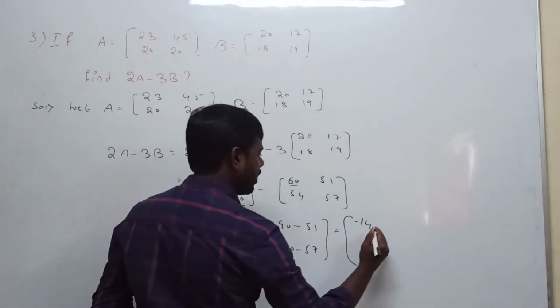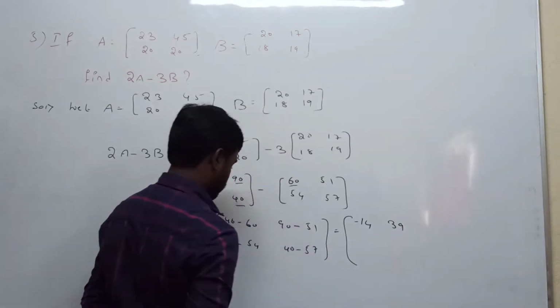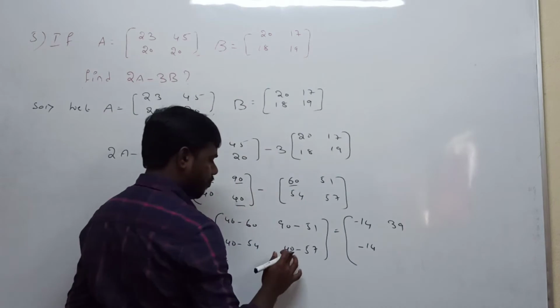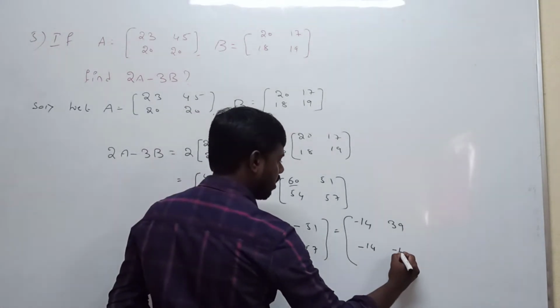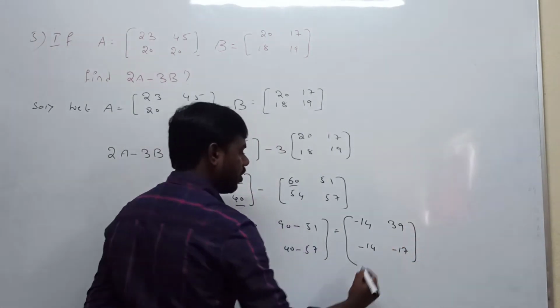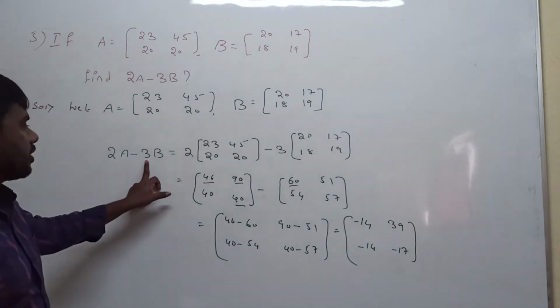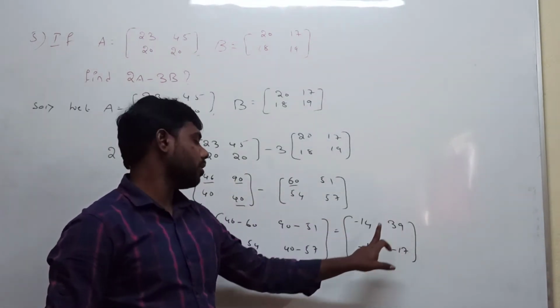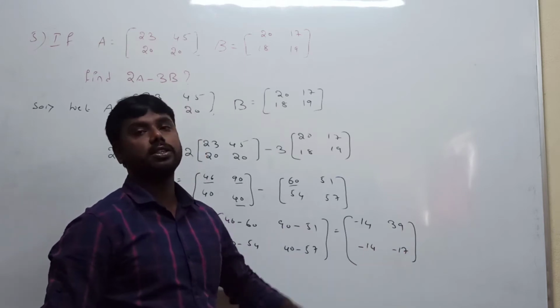90 minus 51 value is 39. 40 minus 54 value is minus 14. 40 minus 57 value is minus 17. And you got the answer: 2a minus 3b is equal to minus 14, 39, minus 14, minus 17.